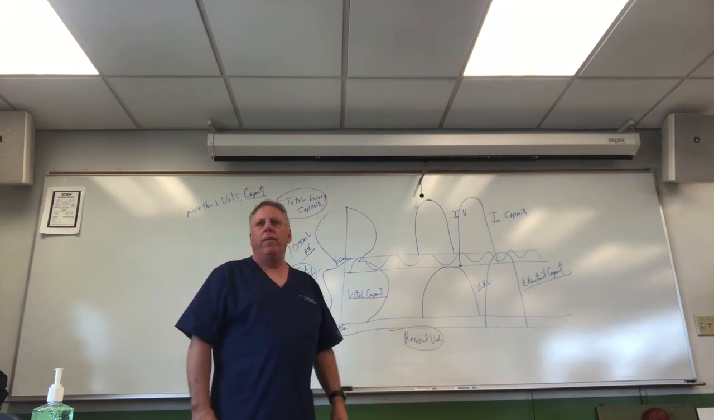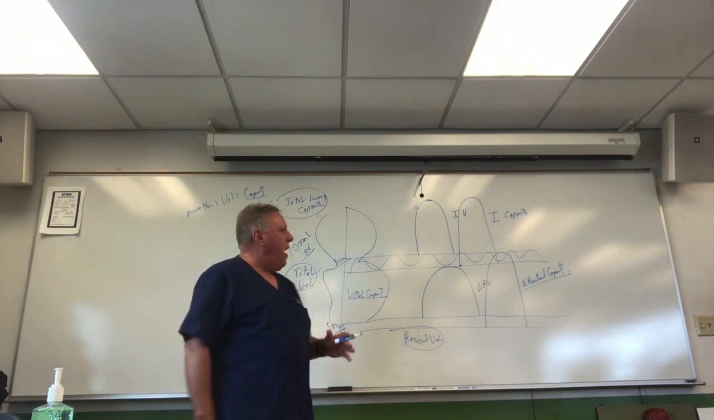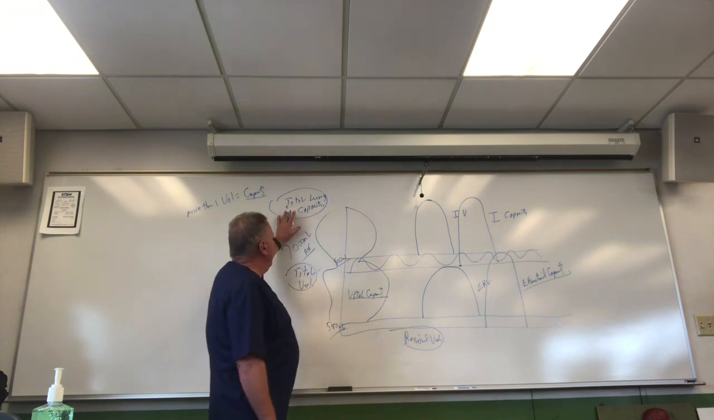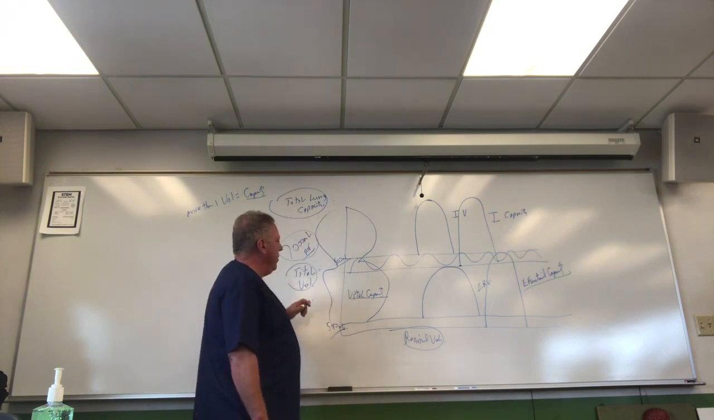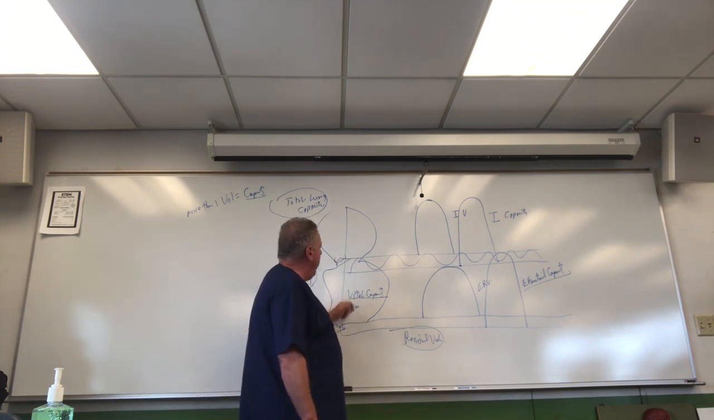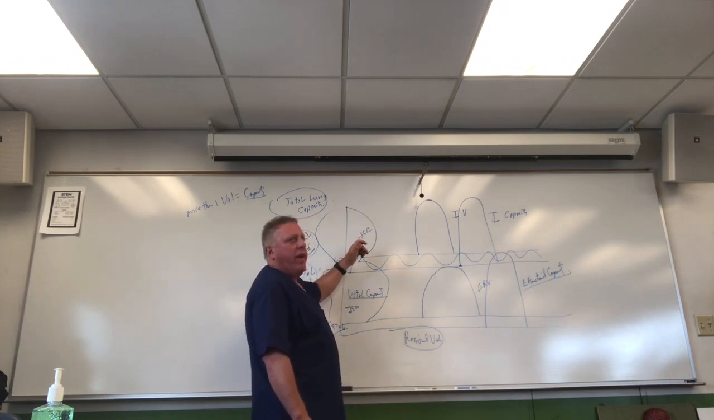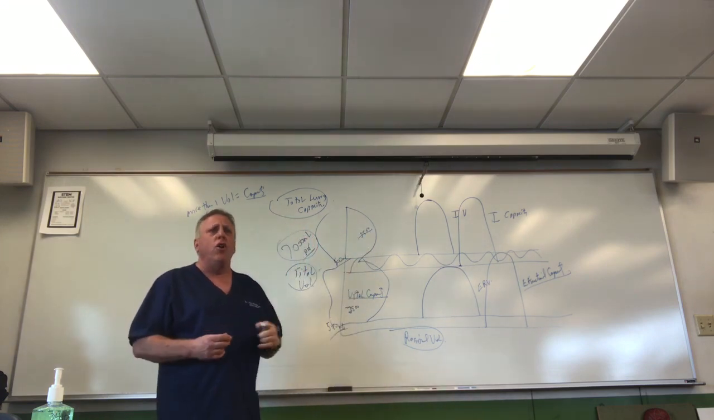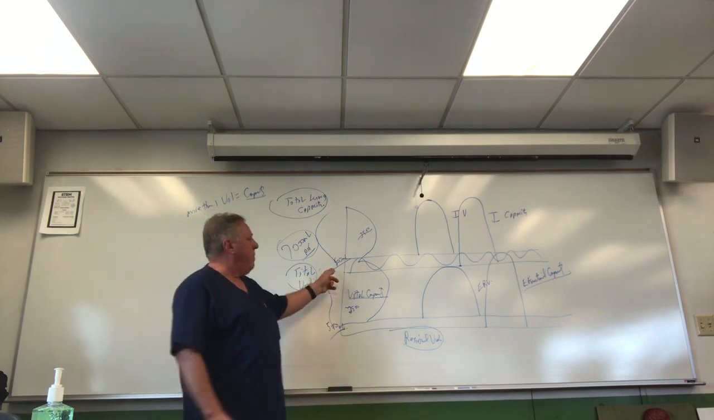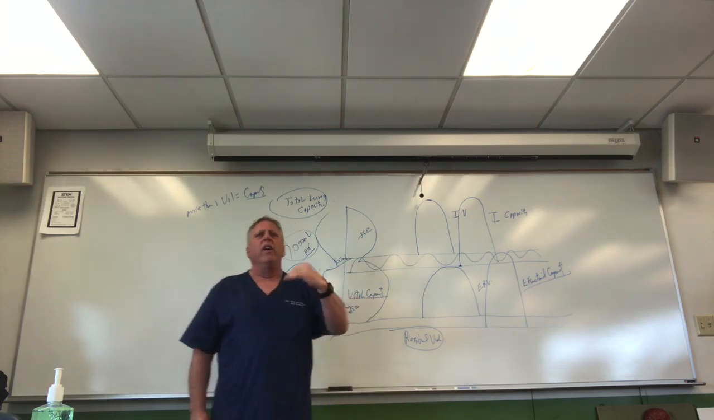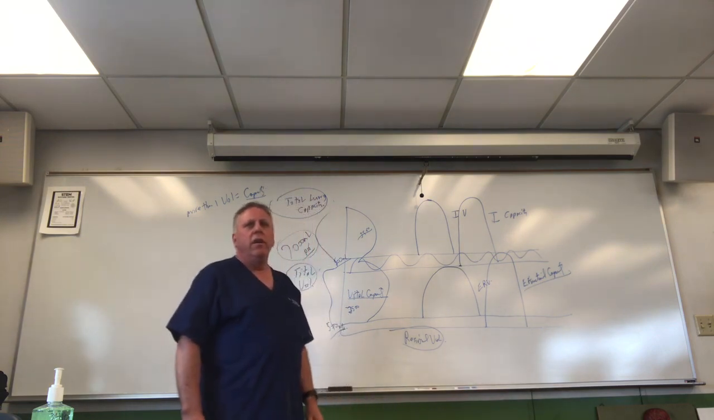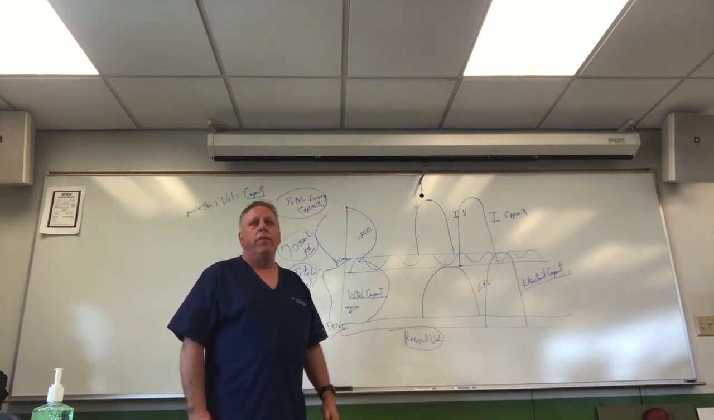Is that understood? The numbers differ based on how much you inhale and how much you exhale, but it all comes out to be about 7,000 milliliters. This is probably like 3,500, this is 2,500, this is 3,500. In other words, the numbers can change based on your ability to expand the lungs and recoil them. But this is about 500, which is normal everyday breathing, 10 to 20 per minute. Is that understood? This is the breathing chart.